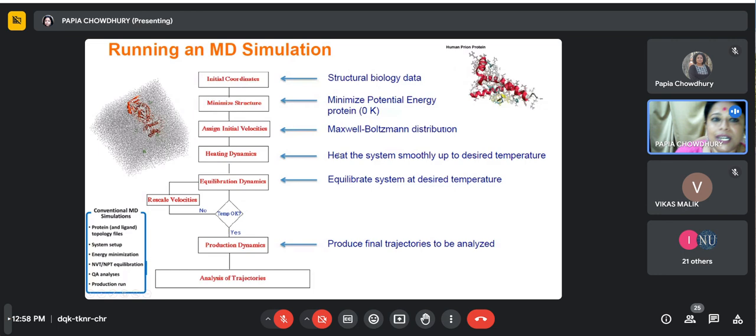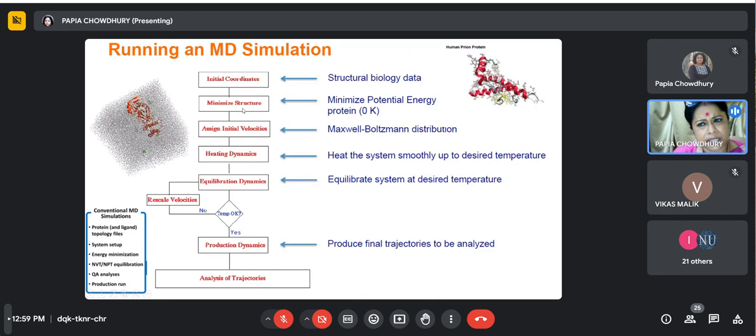So what is the protocol for the MD simulation? First you have to create the initial coordinates of the system, which you can get from structural biology data. For protein and ligand interaction, for drug designing, mainly the protein data we can get from the PDB bank, and the drug data we can get from PubChem.